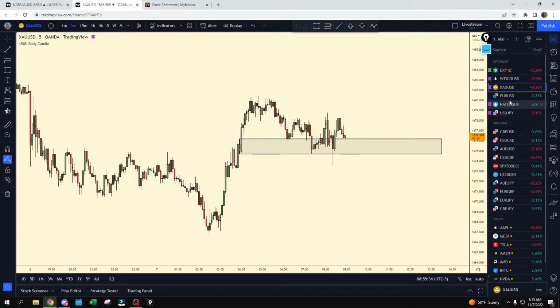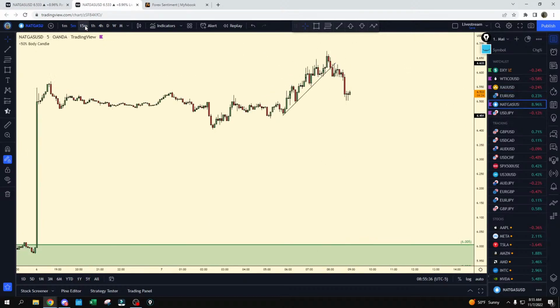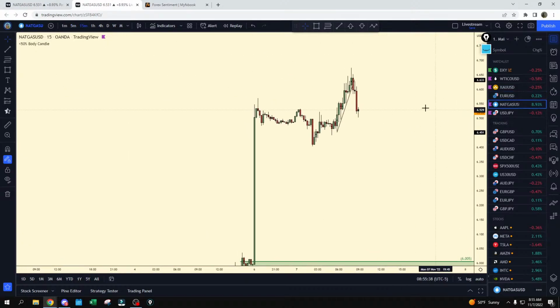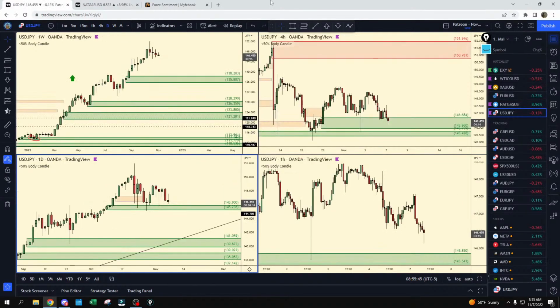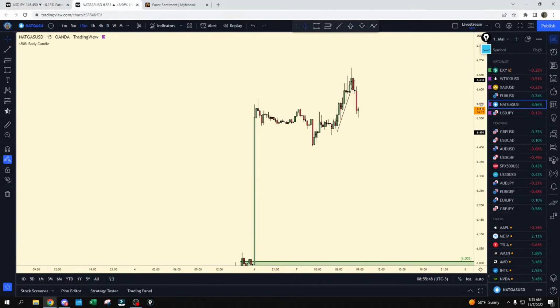So natural gas still pulling back here on the 50-minute chart. USD yen, not really getting any confirmation here on USD yen.